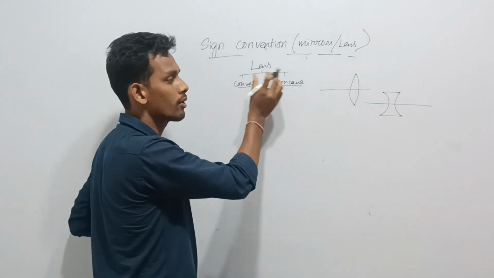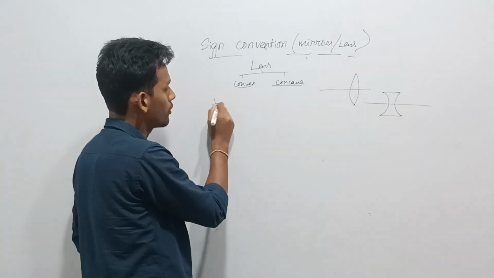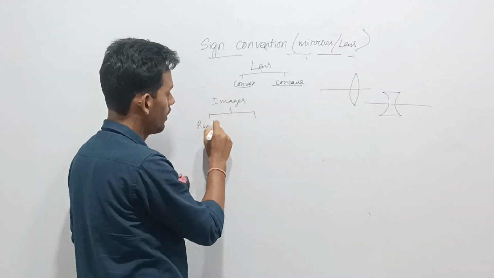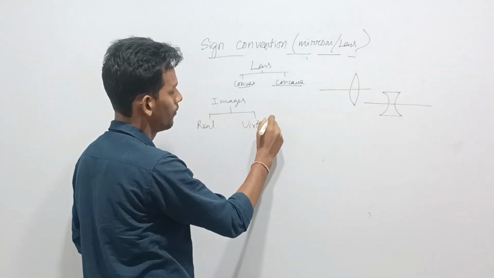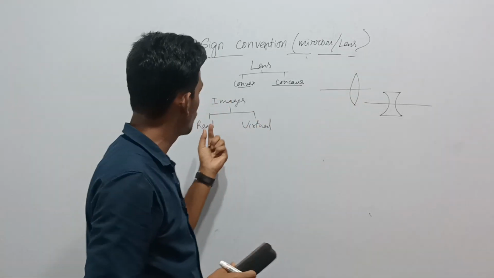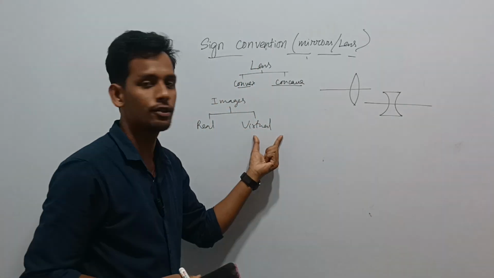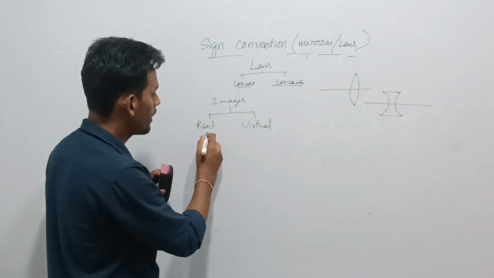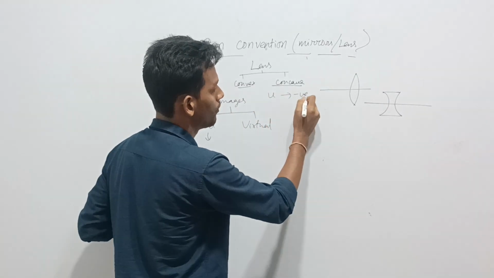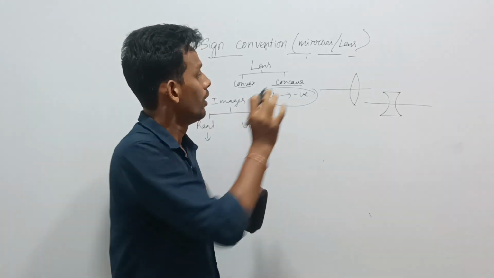Now, a convex lens or a concave lens may form real or virtual images. So images are of two types, real and virtual. Clear? You know that a convex lens can produce both real and virtual images, and the concave lens can produce only virtual images. Clear? So in the case of a lens also, u is always negative.